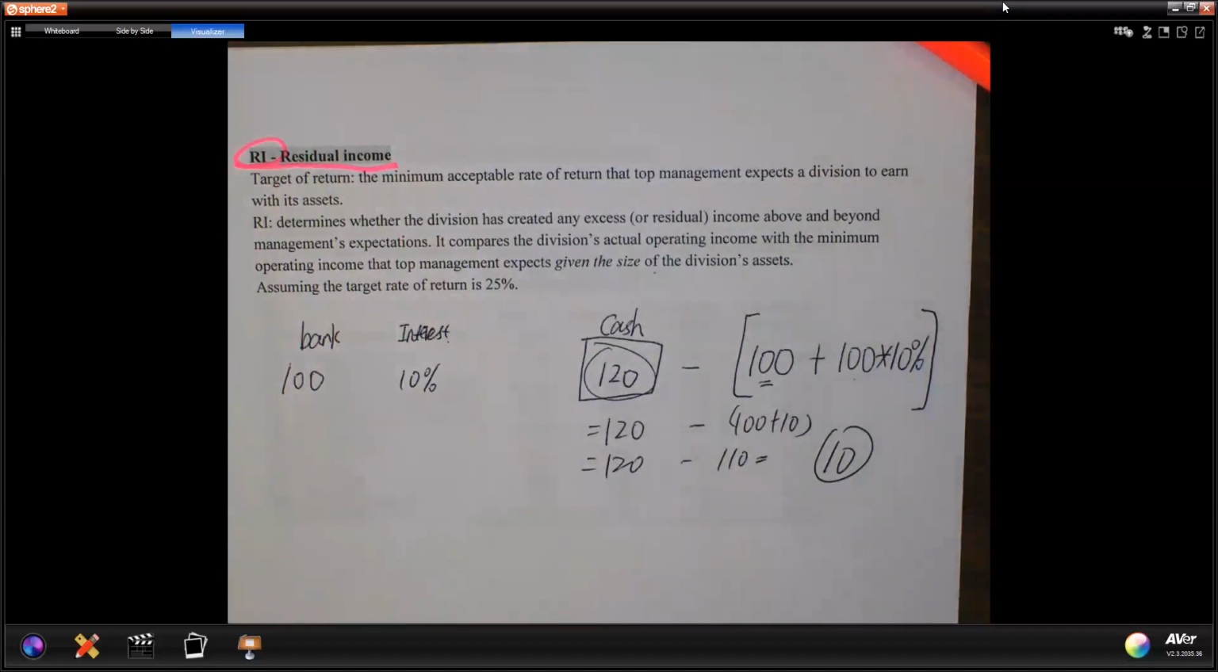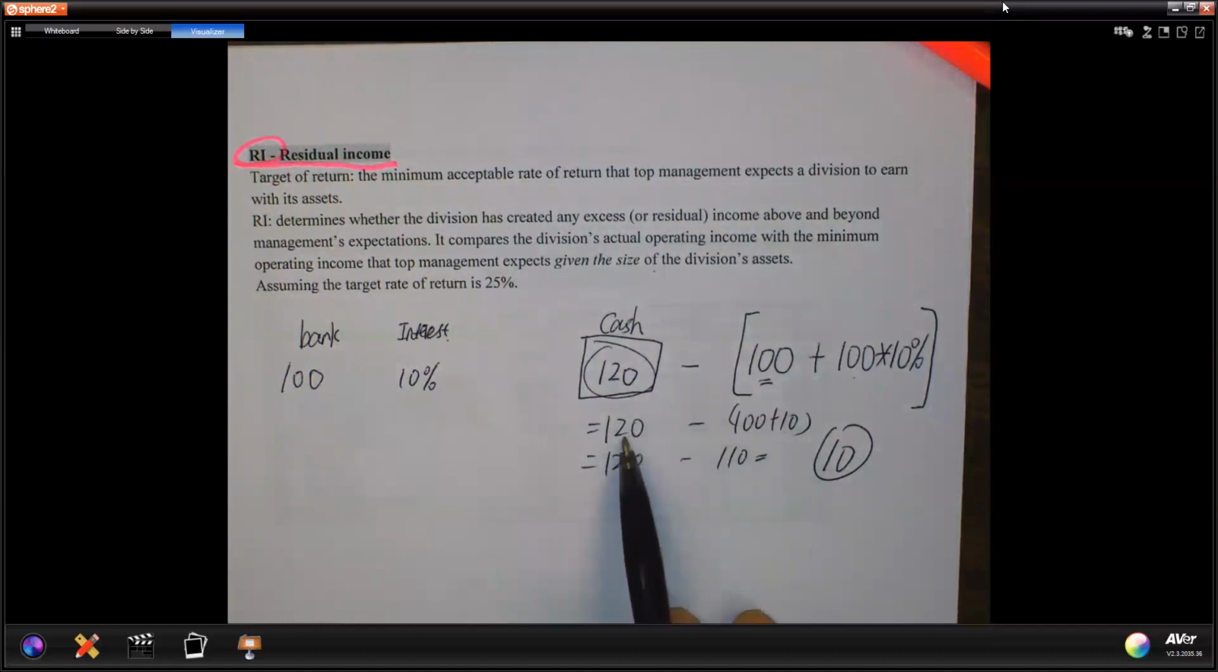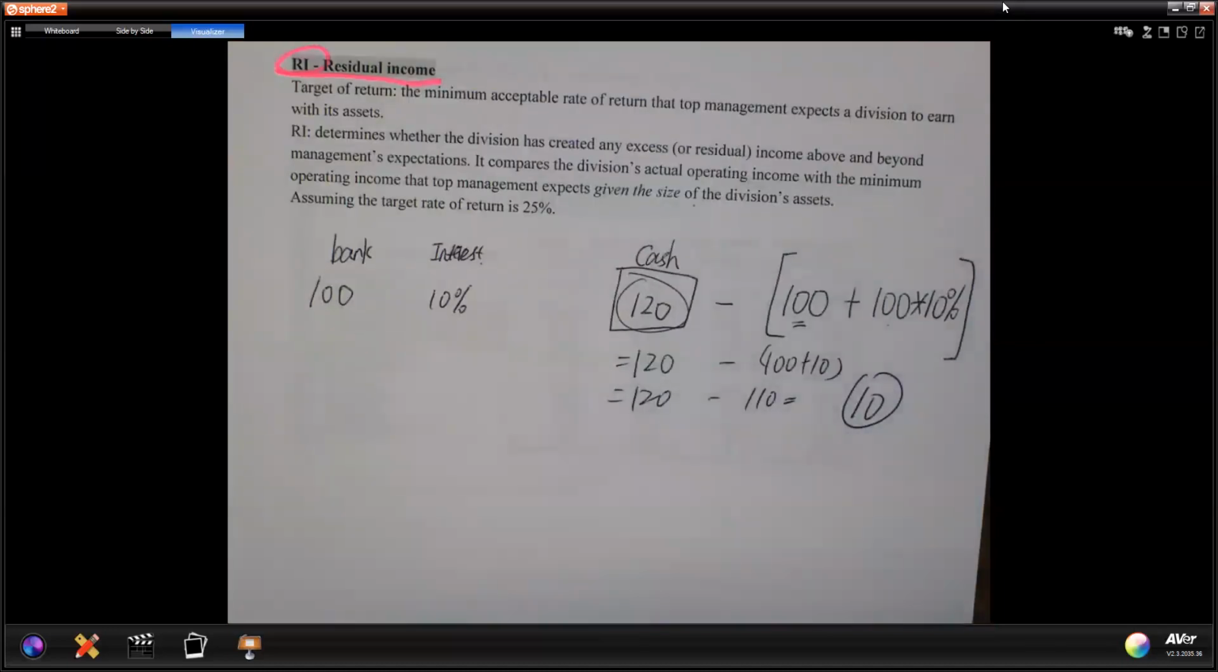What does that mean? Someone invested 100 in you and asked for a return to be 10%, right? Your minimum you have to generate is 110, because that's the assets, that's the return. Do you really go above it? Yes, you generated more than 110, so you will have a positive residual of $10. Give me one more minute. I'll do this one with you, and then we are done for the first part.